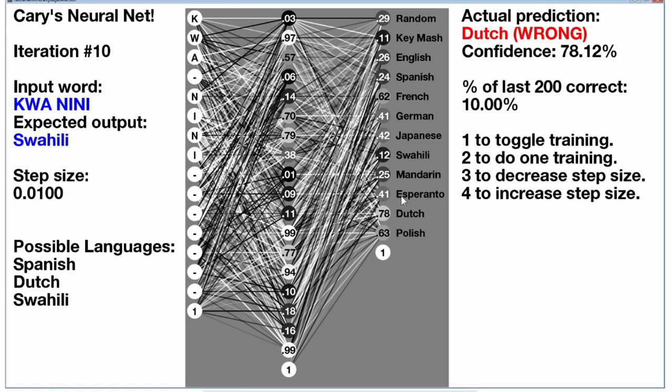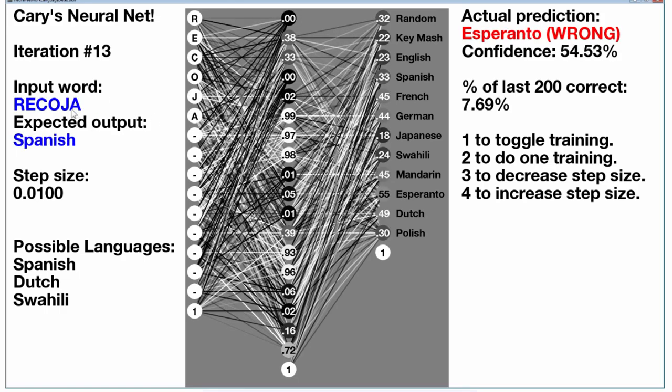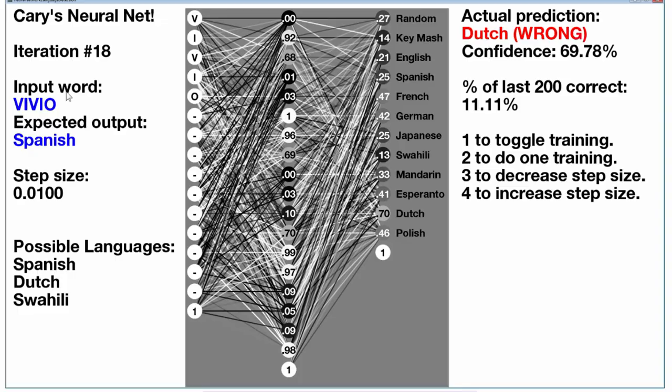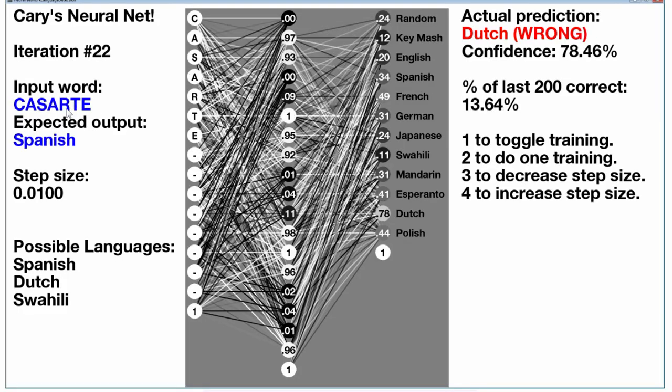discern between the two. Some of these Swahili words have spaces, which is not supposed to happen, but I guess that's just what was in the data set that I got. Whatever.